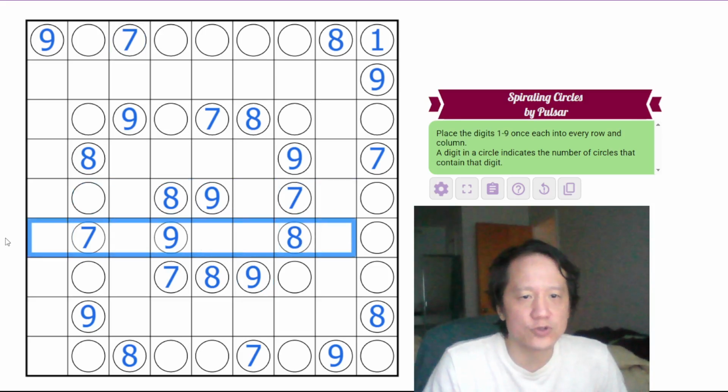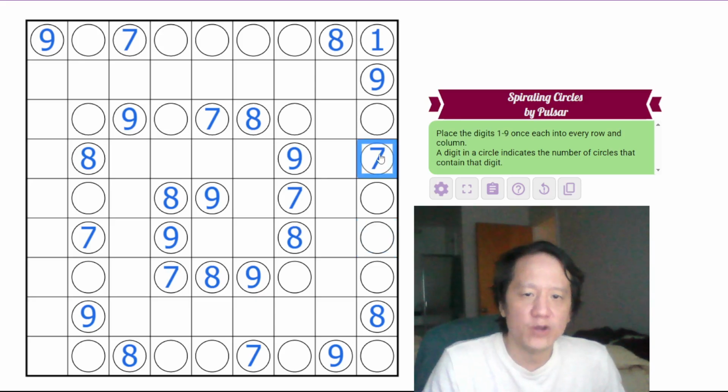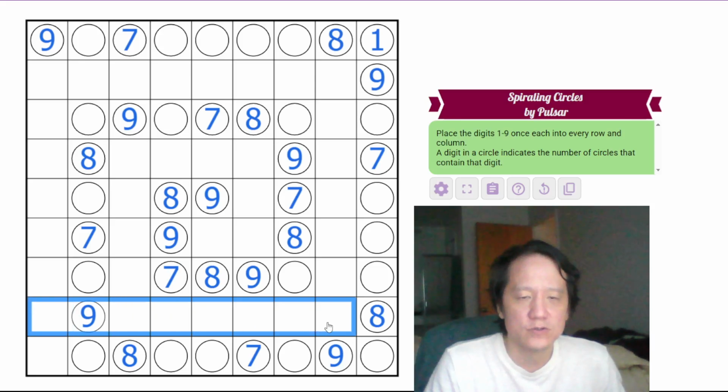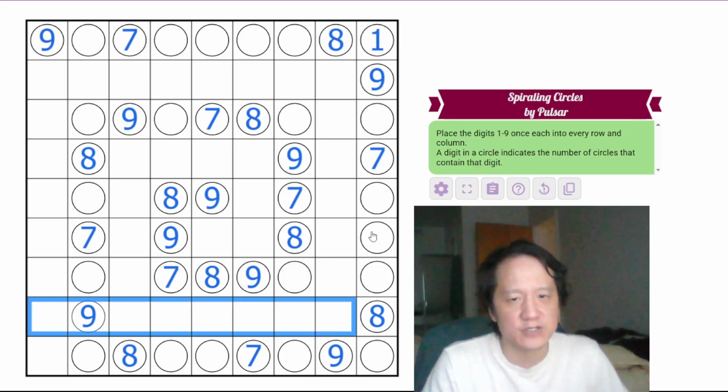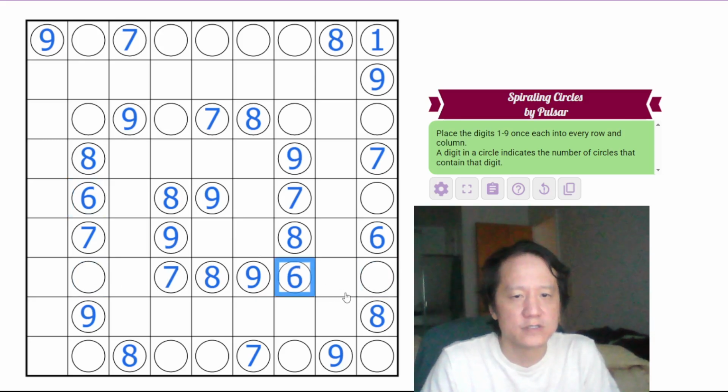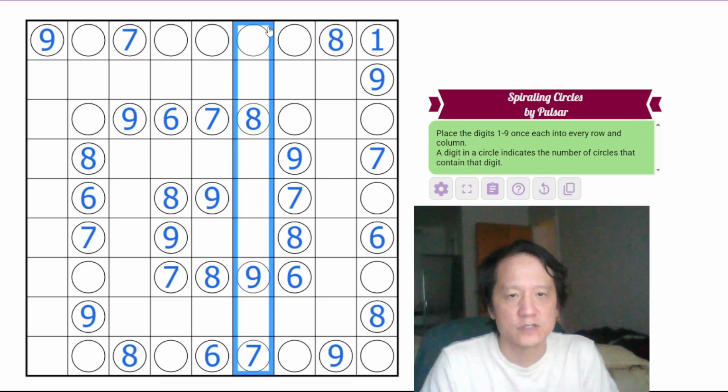For 4 circles, we need 6 because we already have 3 rows, which cannot have a 6 in a circle. The rest of the rows must have a 6 in a circle, so this is 6. This can't be 6, so this is 6. These two can't be 6, so this is 6. These 3 can't be 6, so this is 6. These 4 can't be 6, so this is 6. And that means 6 has to be with 4 digits. So this is 6.